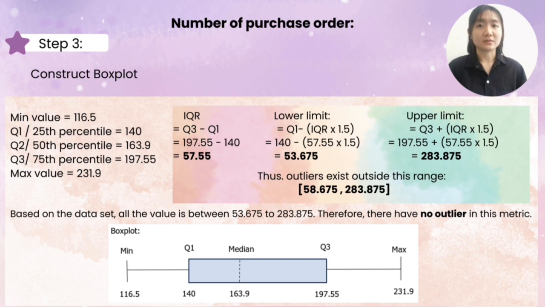Upper limit is 283.88. Based on the dataset, all of the values are between 53.68 and 283.88. Therefore, there is no outlier in this metric. Next, to construct the box plot, we label down the minimum value, quartile 1, median, quartile 3, and also the maximum value.